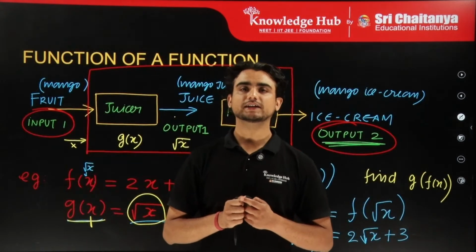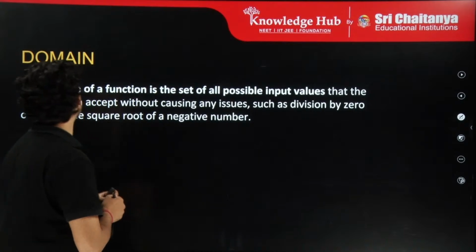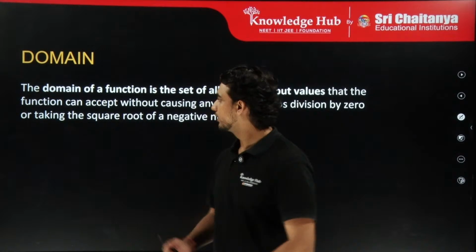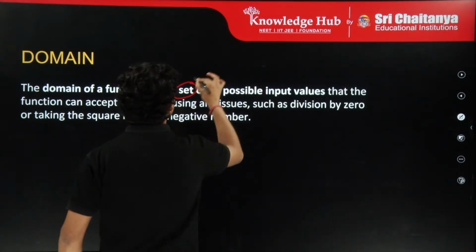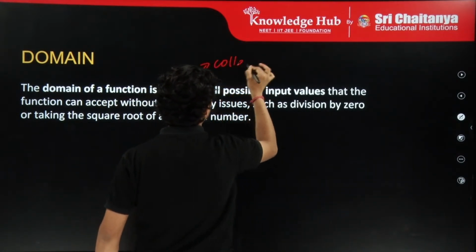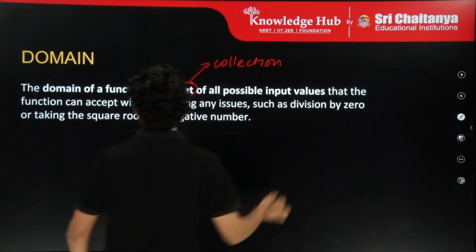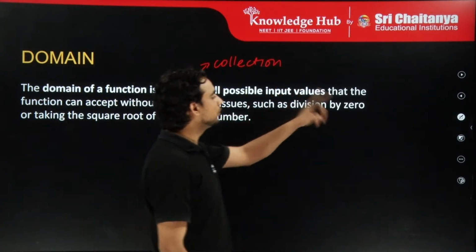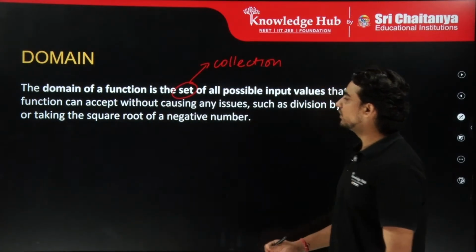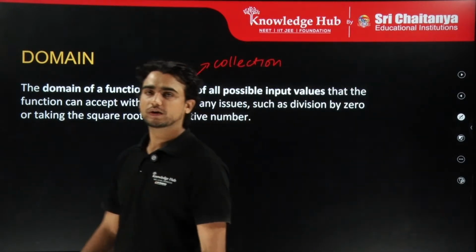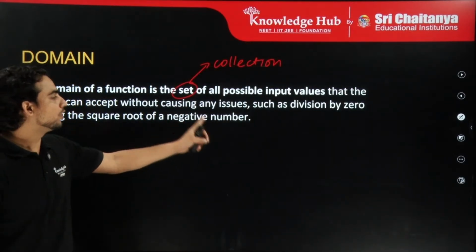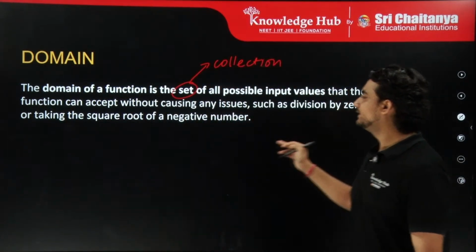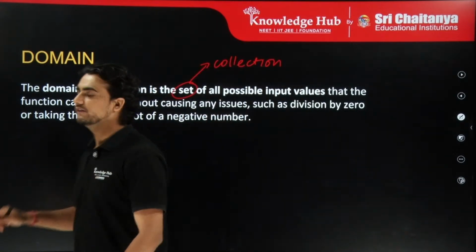Okay, so now let's look at this definition. What is domain? Domain of a function is the set of all possible input values. Set is basically a collection. The domain of a function is a set of all possible input values that a function can take without causing any issues, such as division by 0 or taking the square root of a negative number.